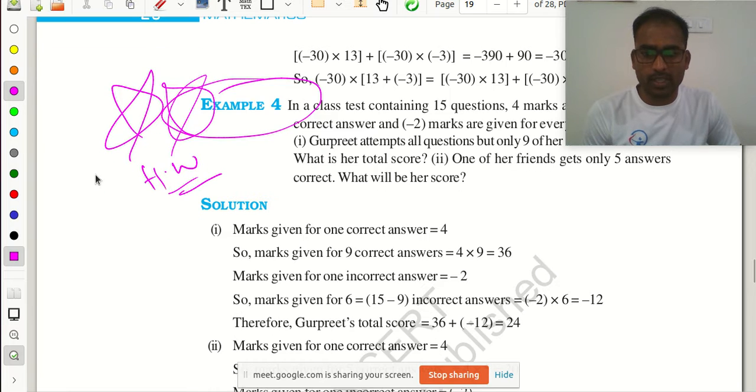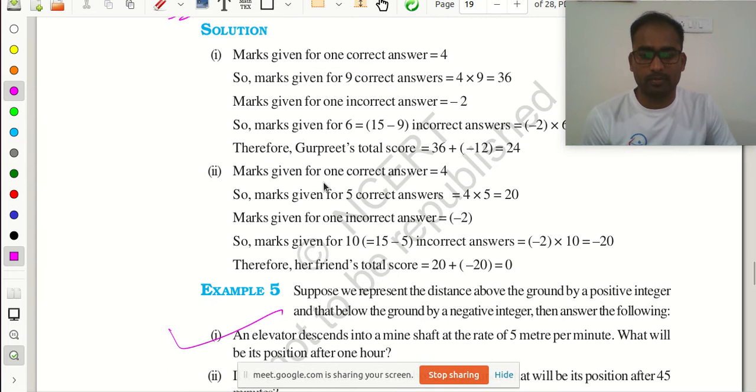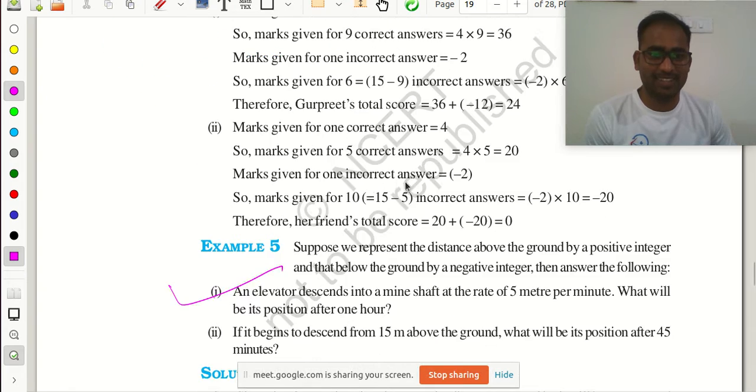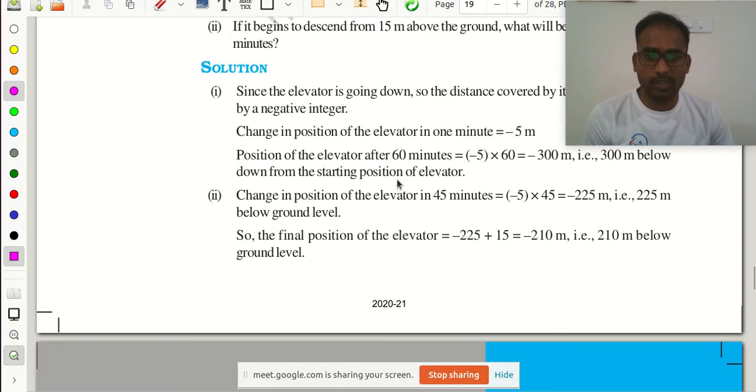I told you this is a homework for you. How many of you solved this homework? Okay, you understood now. What about the remaining students? Very good. Superb. And this one, this is example 5.